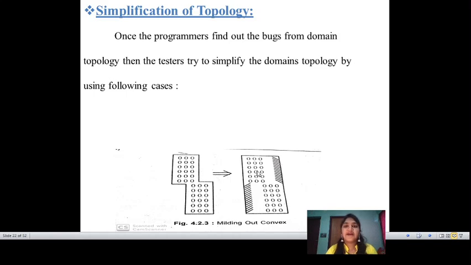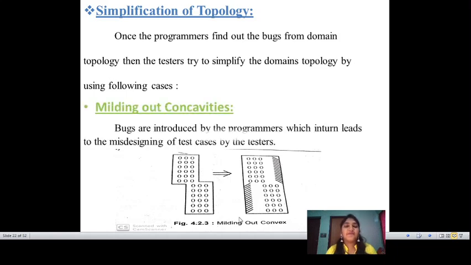Once the programmers find the bugs from the nice domain topology, the testers try to simplify the domain topology by using the following cases. What type of case is this? Milding out concatenativities. Bugs are introduced by the programmer, which in turn leads to misdesigning of test cases by the tester. Misdesigning will be performed so that the designing will be done in a successful manner. Then the simplification will be done on topology.